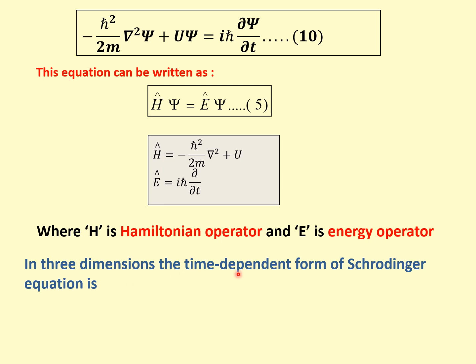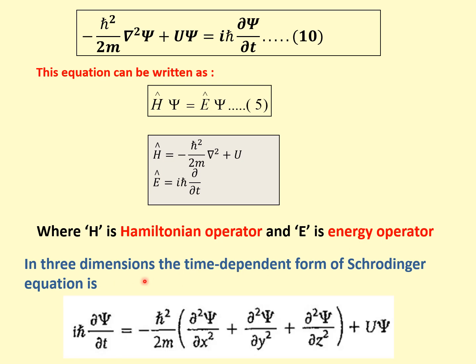In three-dimension form, the time dependent equation will be i h bar delta psi by delta t equals minus h bar square by 2m, now taking the y and z terms also, delta 2 psi by delta x square plus delta 2 psi by delta y square plus delta 2 psi by delta z square, plus U psi. This term is known as del square, or the Laplacian operator.